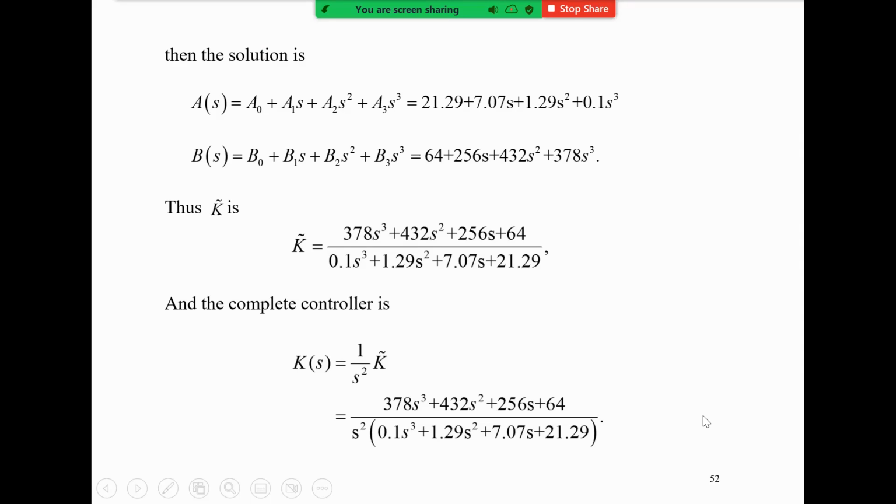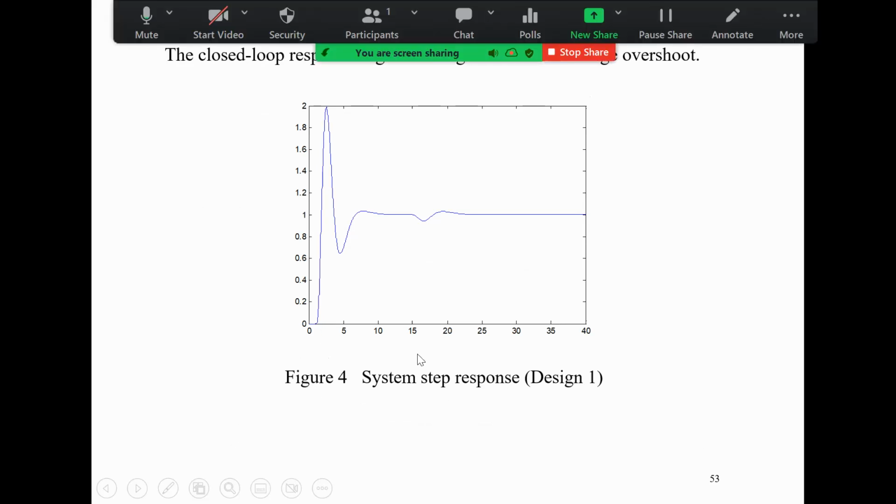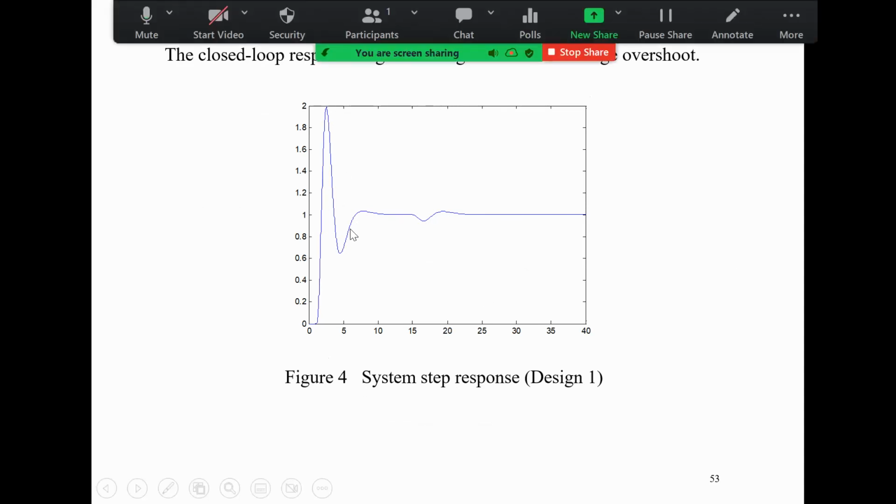Now, when we do the simulation, this will be the closed loop response. And yes, if I look at the steady state error, it can track the response. Also, there may be some disturbance affecting the system at this point. But finally, the output will go to 1. So the accuracy is okay. It's just that this one has a huge overshoot, 100% overshoot.